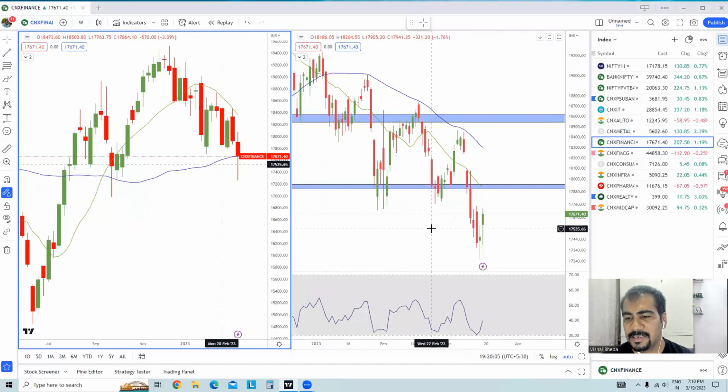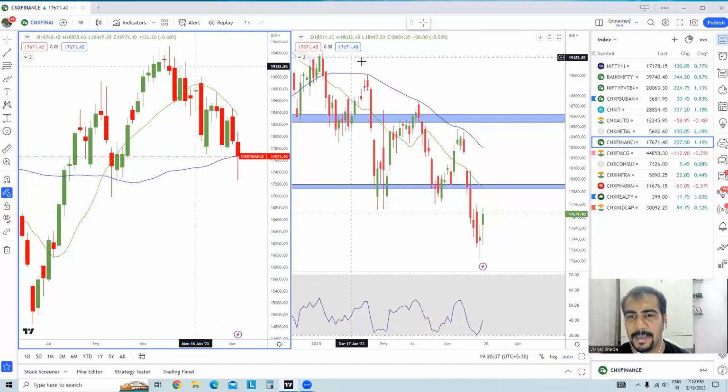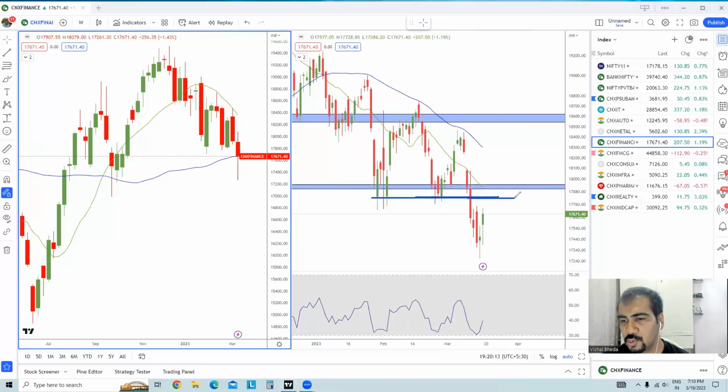Finance, I guess you can see some sort of pullback going up, and if this pullback continues, it could find some sort of resistance in this zone where we have these two previous lows. Good to see that some sort of hammer has also been visible in the weekly time frame charts.